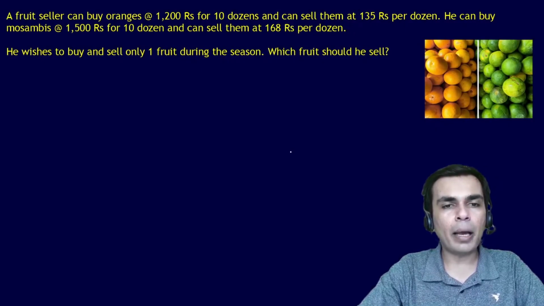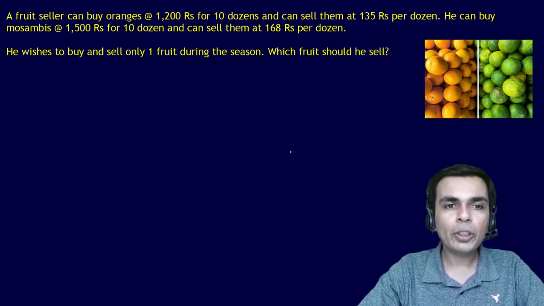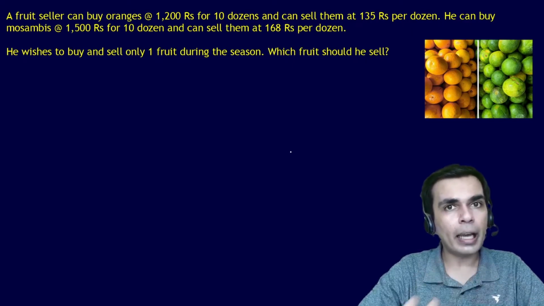So a fruit seller can buy oranges at 1200 rupees for 10 dozens and can sell them at 135 per dozen. He can buy Mosambis at 1500 for 10 dozens and can sell them at 168 per dozen. Now he wishes to buy and sell only one fruit during the entire season. Which fruit should he be selling?